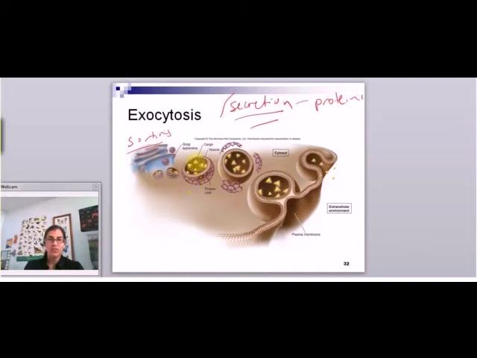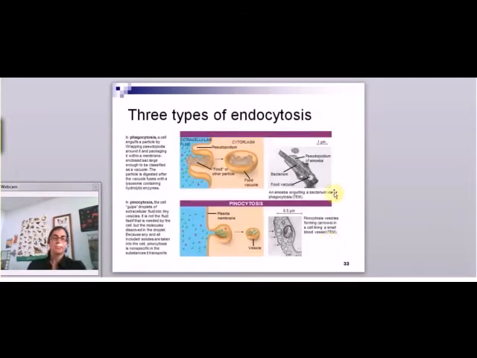So this is the vesicle, there's the cargo. The vesicle will travel to the plasma membrane. Remember, membranes fuse, so the membrane of the vesicle will fuse with the plasma membrane, and the little yellow triangles will exit from the cell. So that's exocytosis. Endocytosis, remember, means stuff coming in, so N for in.